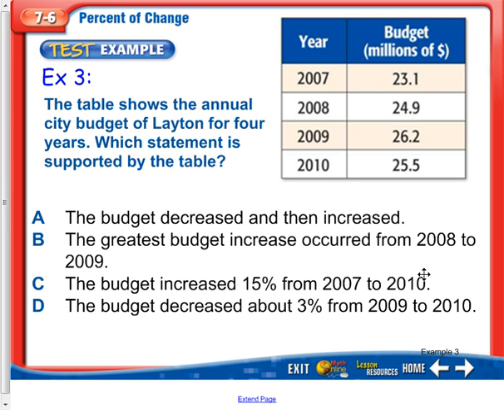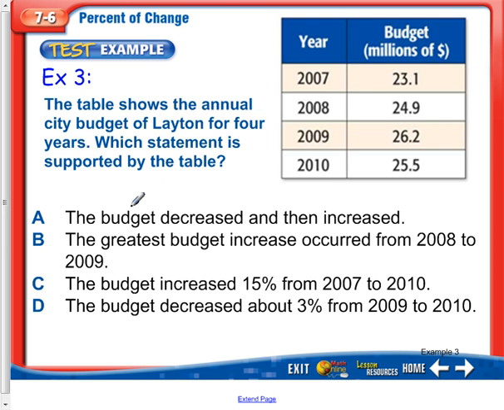Okay, so for example 3, the table shows the annual city budget for Layton for 4 years. Which statement is supported by the table? Okay, so we have some statements here that we need to match with what's actually occurring in this table.